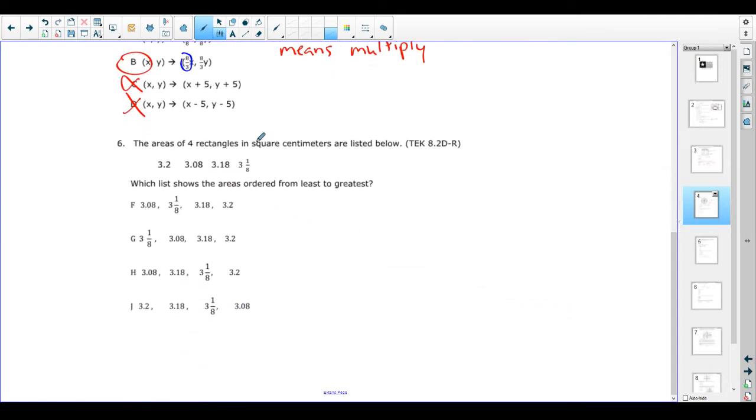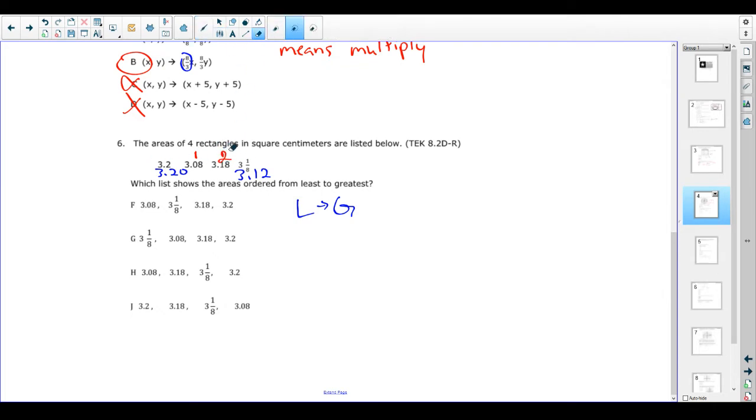Alright, number 6. Areas for rectangles in square centimeters are listed below. Which list shows the areas ordered from least to greatest? So we said make all these into decimals, and they did most of that for you. This is 3.20. This is done. This is done. 3 and 1/8 is 3.12 or 3.13, depending again how you round it. Again, this is least to greatest, so we needed to start with the smallest number. So the smallest one on this list is 3.08, and then 3.18.